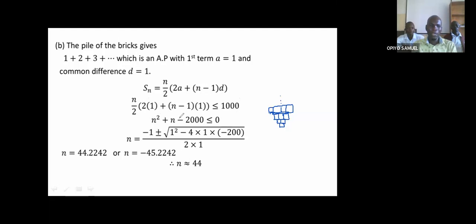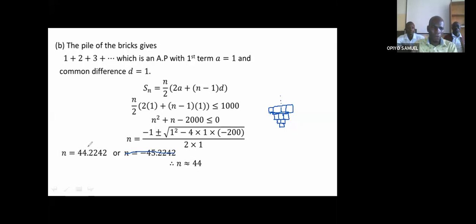And using the formula method, we find that n is given by that. When you solve for n, we get n to be 44.2242 and n negative 45.2242. But here, n must be positive. It cannot be negative, so we eliminate this one. And n must also be a whole number, so we need to round off.